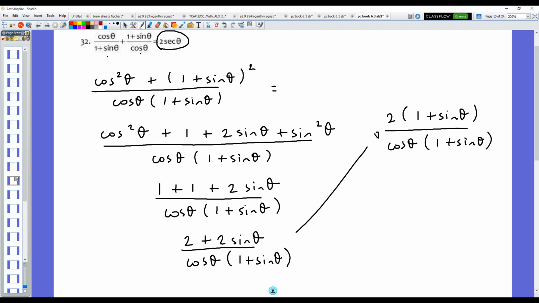Cancel out the 1 plus sines. That leaves me with 2 over cosine. And 2 over cosine is the same thing as 2 secant. And that was my target.